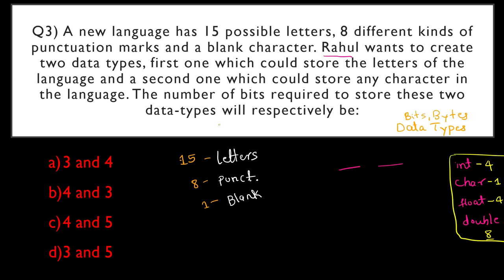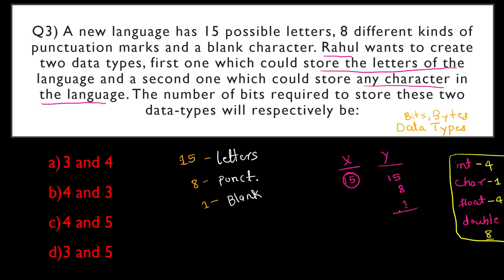Now Rahul here wants to create two new data types. Let us call these data types X data type and Y data type. Now the first one could store the letters of the language, only letters. And the second one, see they have given here, could store any character in the language. So any character meaning these 15 letters, 8 punctuations, and a blank character.